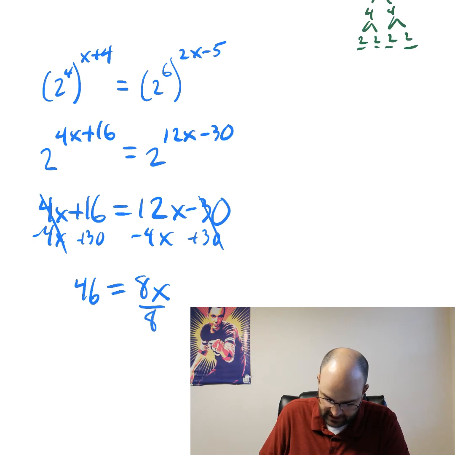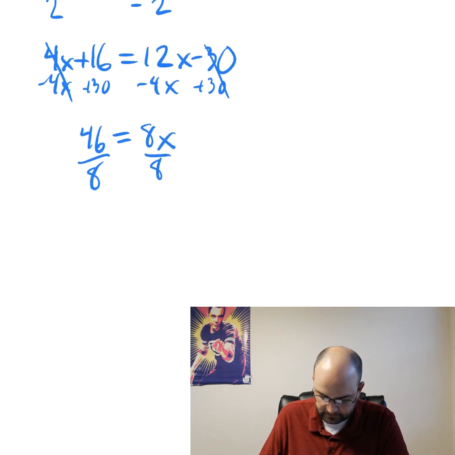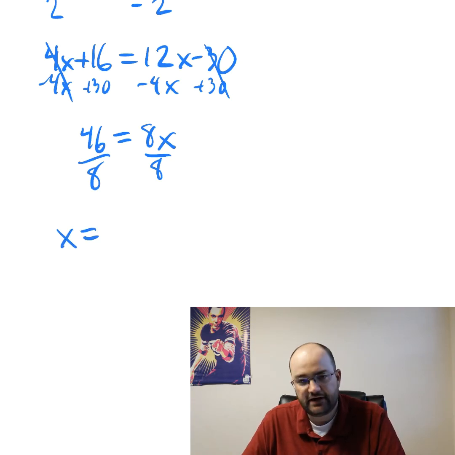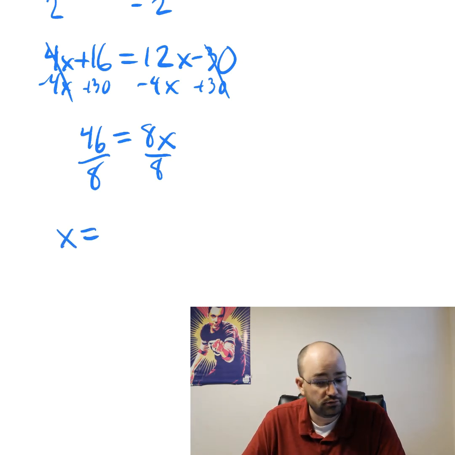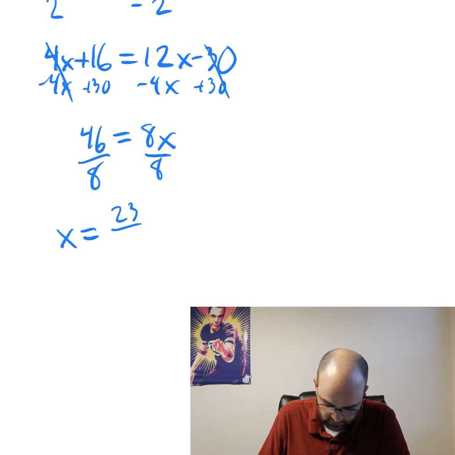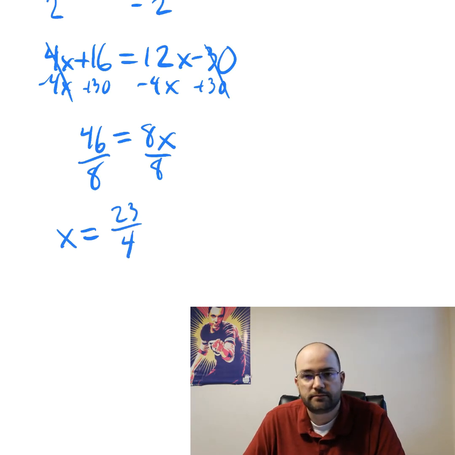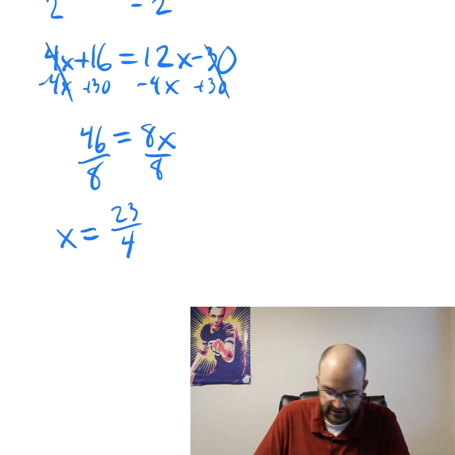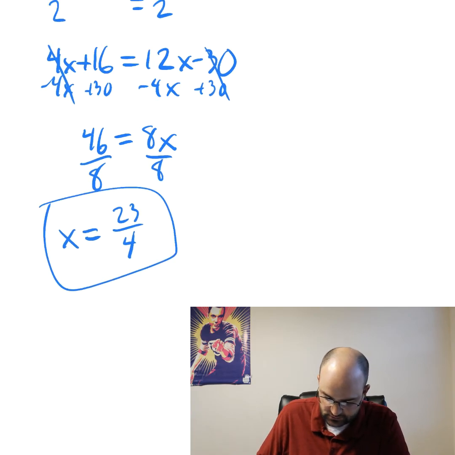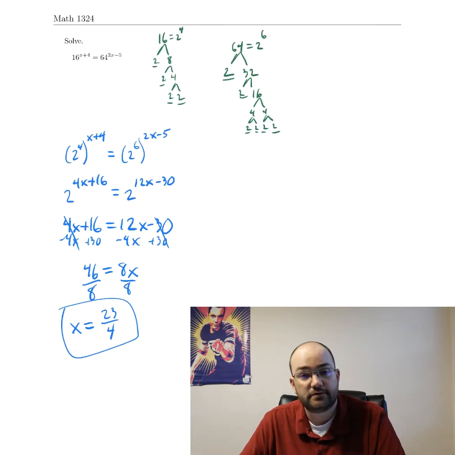So divide by 8 on both sides. So we get 46 over 8. But simplified, let's divide them both by 2. That makes that 23 over 4. And that's as simplified as you can get. So guess what? There's your answer.